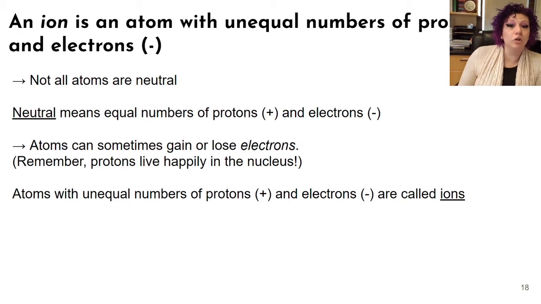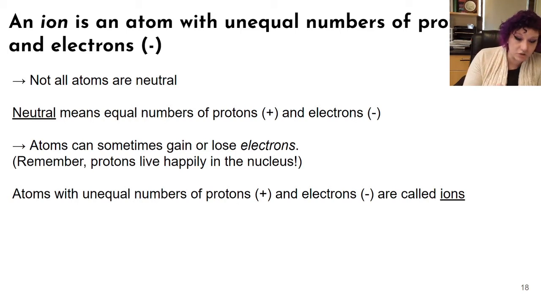So neutral means that we have equal numbers of protons and electrons. No overall charge. But atoms can sometimes gain or lose electrons. We are specifically talking about electrons here, y'all. Electrons are gained or lost. Remember that the protons and neutrons live happily in the nucleus, and we are not going to touch the protons. The electrons are what we take away or give. Atoms with unequal numbers of protons and electrons are called ions.